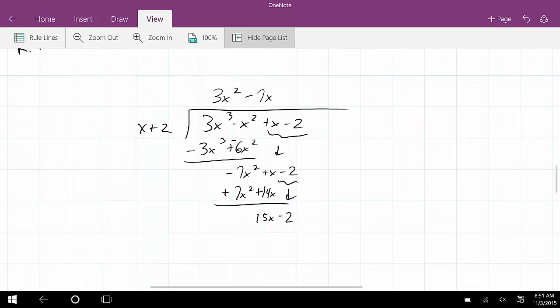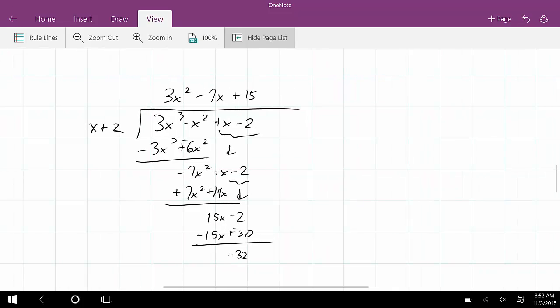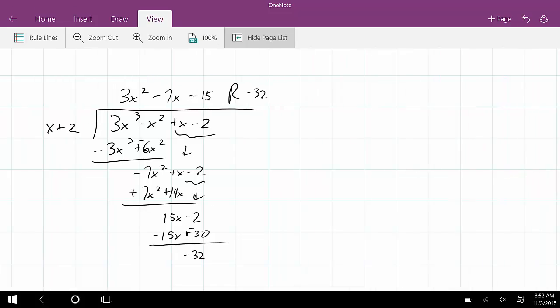I'm going to have 0x squared, so I'm going to have 15x minus 2, because I'm just bringing this down. So now what do I need to multiply x by to give me 15x? That's going to be 15. So 15 times x is going to give me 15x, and 15 times 2 is going to give me 30. And now I'm going to subtract, and I'm going to add down, and this is negative 32. So that's going to be your remainder. Your remainder is negative 32.